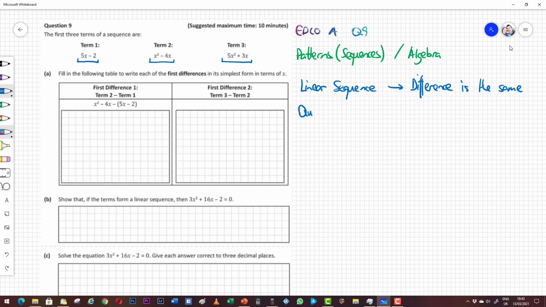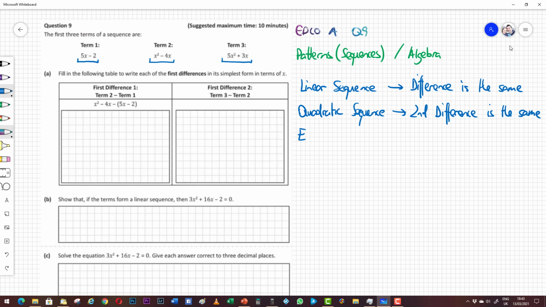In a quadratic sequence, the second difference between the terms is the same. So the difference between each term is not the same, but the difference between the differences is the same. So the second difference is the same. And we would have seen that in a previous question on this particular paper.